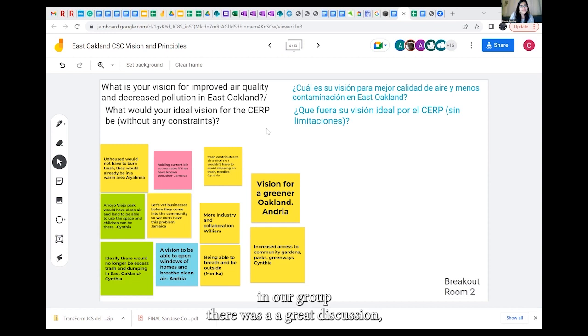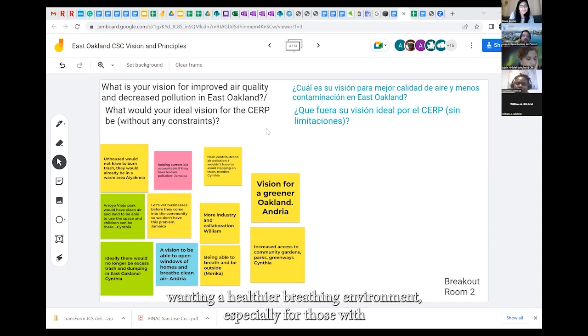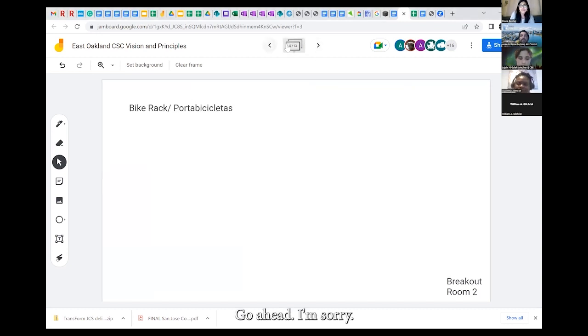In our group, there was a great discussion, and some things came out in terms of the vision. Some themes were around wanting to see a greener Oakland, having increased access to community gardens, parks, and greenways, more industry collaboration, and overall wanting a healthier breathing environment, especially for those that have respiratory conditions such as asthma and other respiratory illnesses. And then, go ahead, Ayana, sorry.